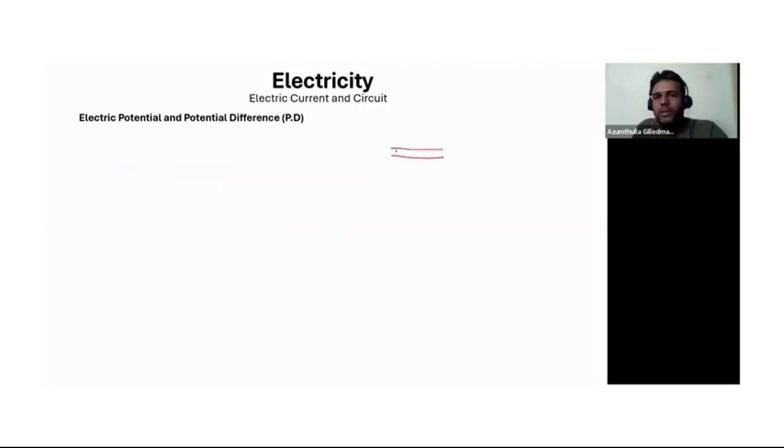So, for example, if you consider there is a pipe which has water in it, and it is standing horizontally, the water will also be stagnant. It will not flow. So what is required for the water to flow? Some push is needed or some pressure difference is needed.